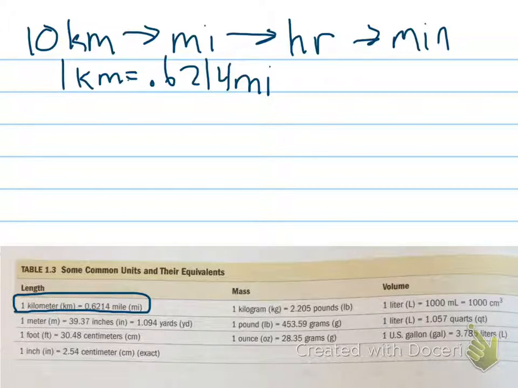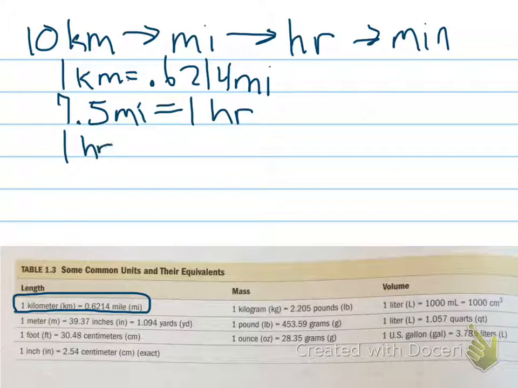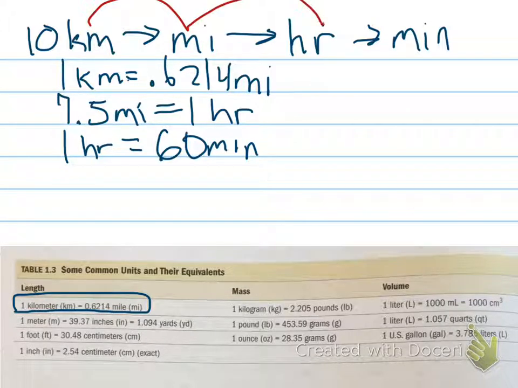According to the problem, we know that she runs 7.5 miles in 1 hour. So 7.5 miles is equal to 1 hour. It will take her 1 hour. And from hopefully your common knowledge, you should know that 1 hour is equal to 60 minutes. So we have 3 conversion factors, and we are trying to convert 3 different times, right? 1 time, 2, 3.